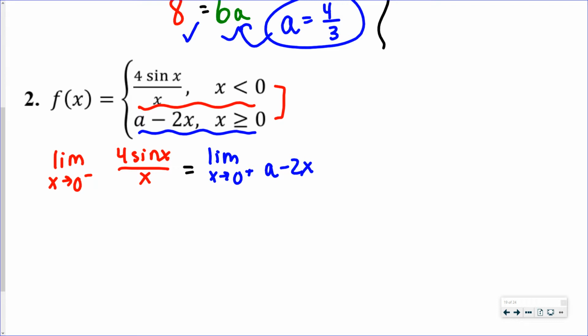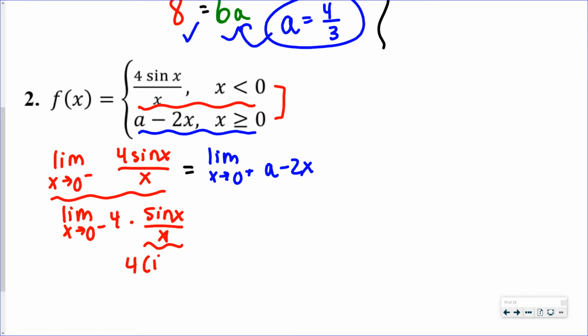Oh, careful with this one. This is one of our special limits. That's 1. So it ends up being 4 on that side. I like that one. Over here, I plug in 0. A would have to be 4 in this case.